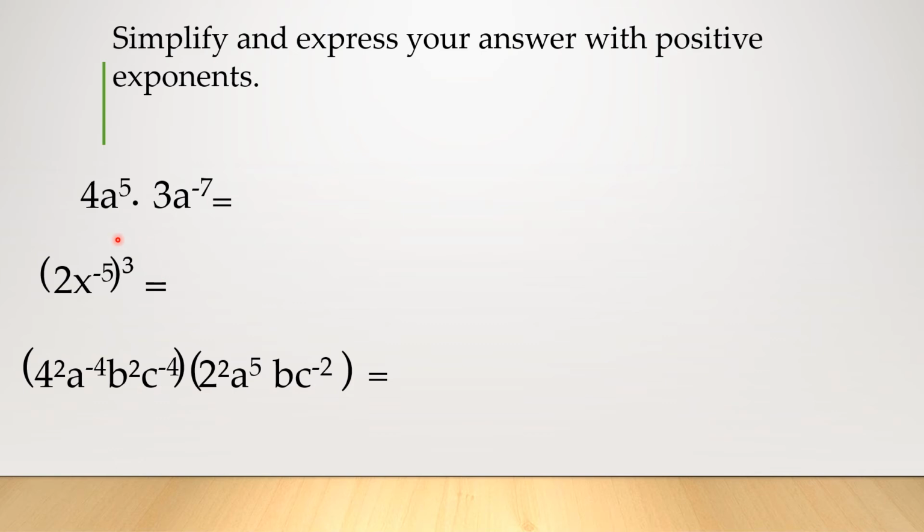Okay, so let's have more examples. So we have here 4a to the 5th power times 3a raised to the negative 7. So first, multiply lang muna natin tong numerical coefficient. Since pareho ang base nila, so kopyahin na natin yan at i-add lang natin yung exponent. So that is now 12a raised to negative 2.